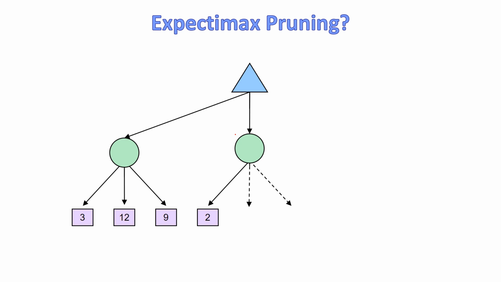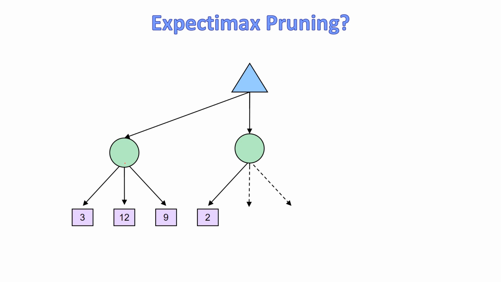Okay. Now, if you remember, for the minimax search, we had two efficiency strategies that we can apply to make it more efficient. The first one was pruning. The second one was depth limited search. So can we apply pruning here for Expectimax?